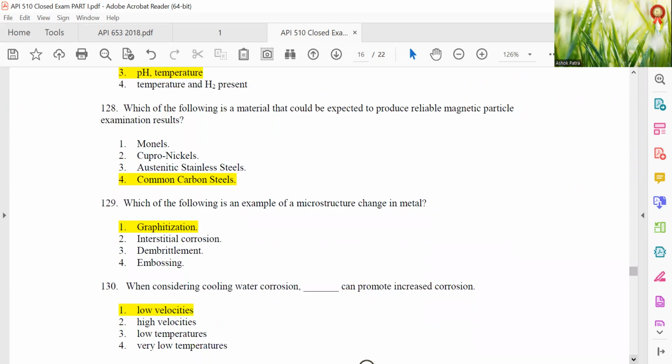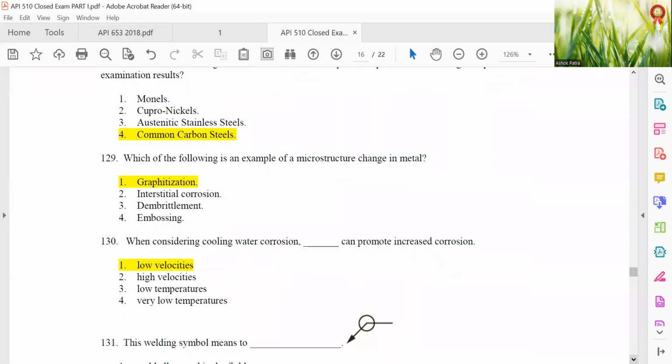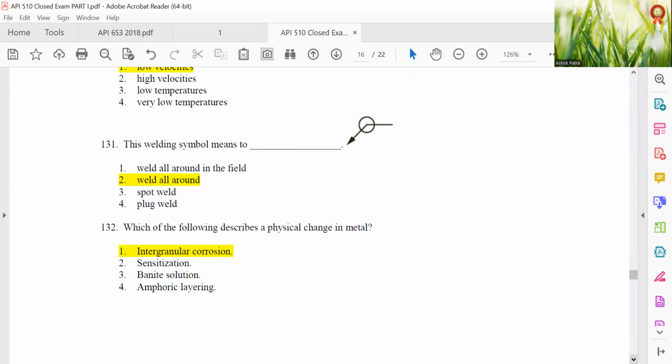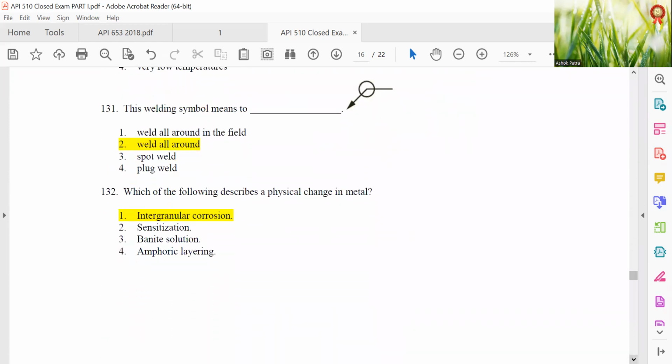Which of the following is a material that could be expected to produce reliable magnetic particle examination results? Common carbon steels. Which of the following is an example of microstructure changes in metal? Graphitization. When considering cooling water corrosion, low velocities can promote increased corrosion. This welding symbol means weld all around.